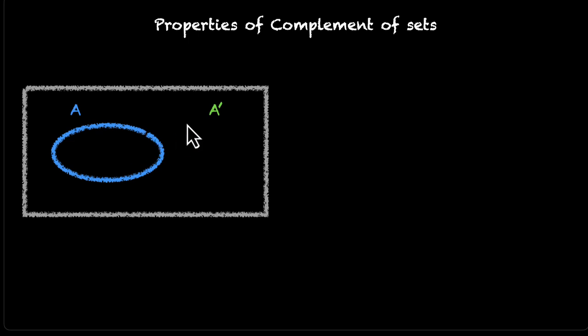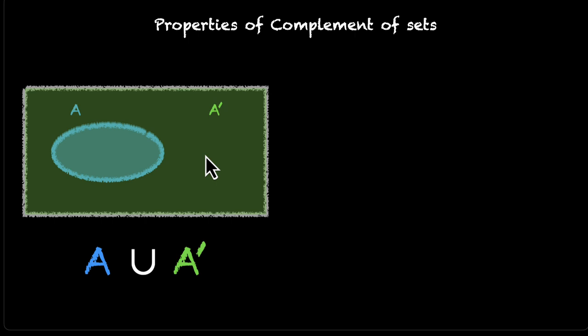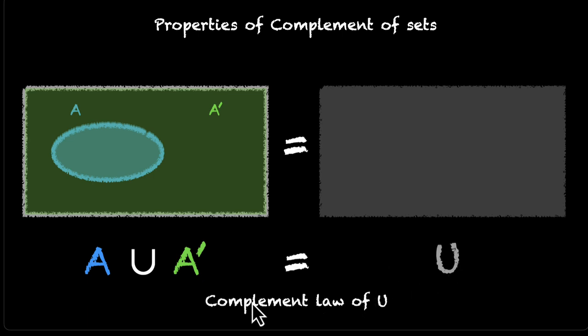Let's say we want to find the union of A and A dash. We take all the elements of A and add all the elements of A dash. What do we get? Well, we get all the elements inside the entire universal set. So A union A dash should be equal to the entire universal set. And that's the property. A union A dash is equal to the universal set. This is called the complement law of U.